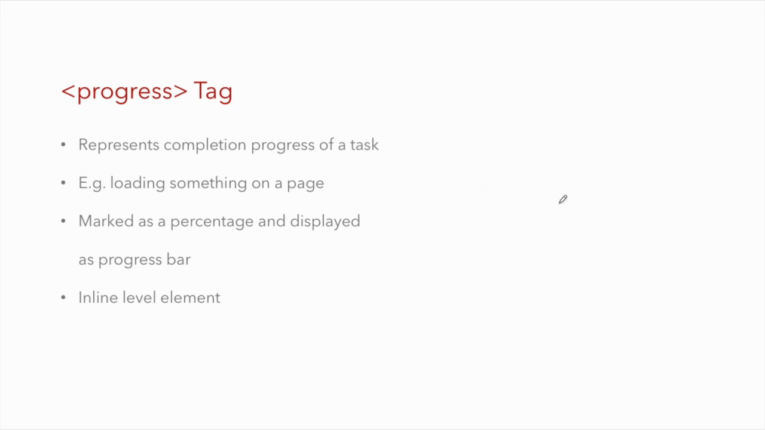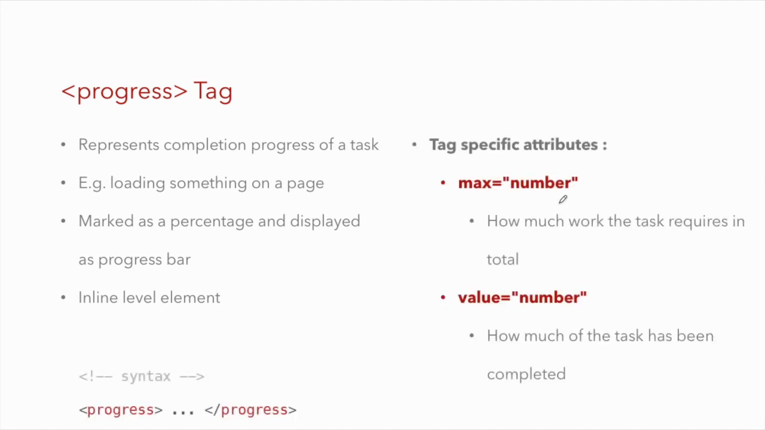Then you have a progress tag, which is used to display completion of a current task. For example, loading something on a page, or in case you're waiting for some response that is expected from the server. These kinds of processes you can display using the progress tag. It is marked as a percentage and displayed as a progress bar. Again, it has a max value, which is a number, used to mention how much work the task requires in total. You can specify value, that is the current value, how much of the task is completed.